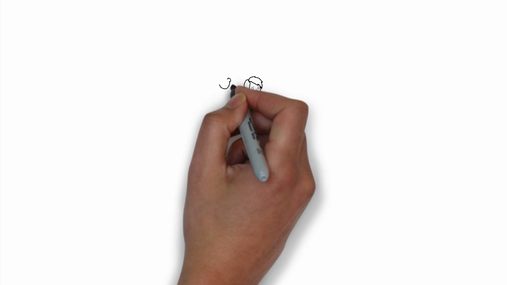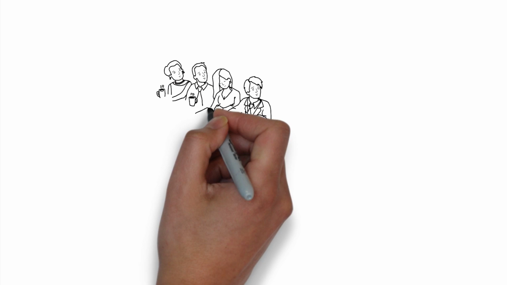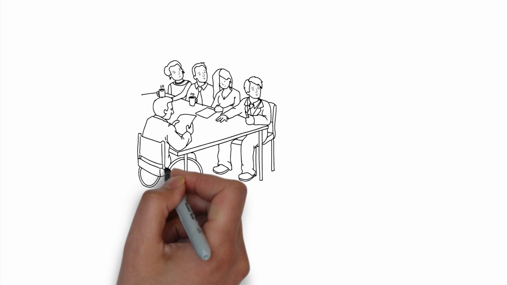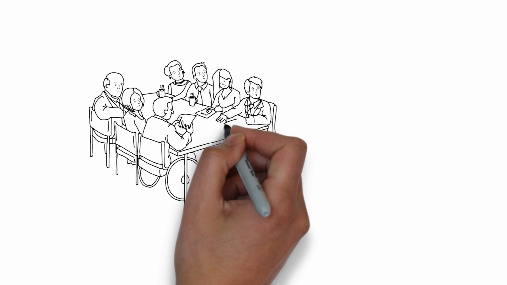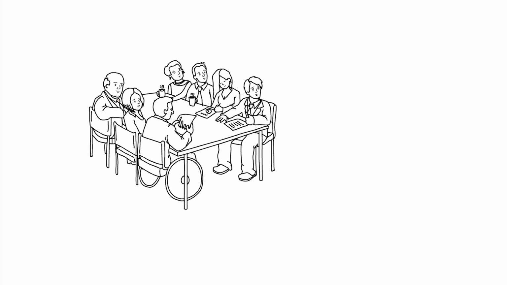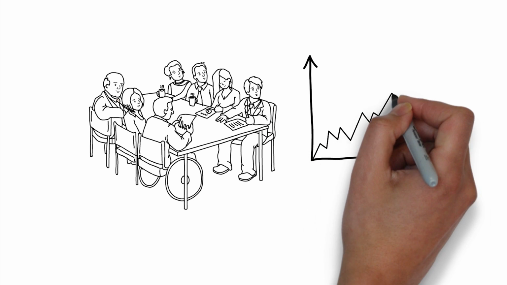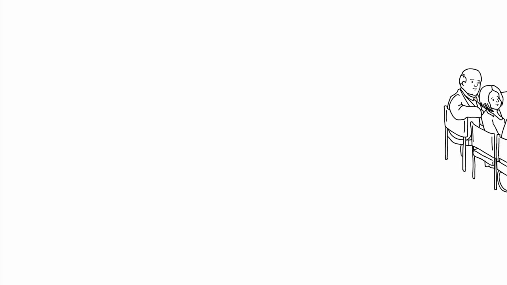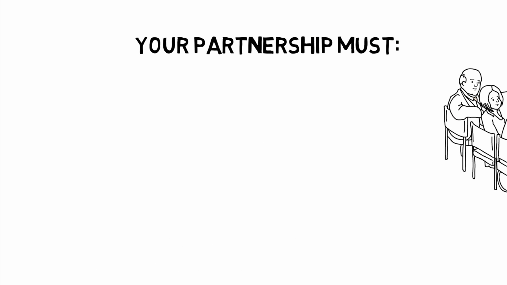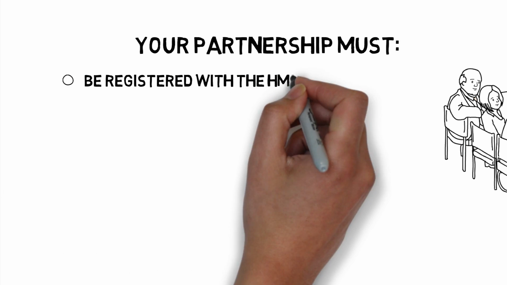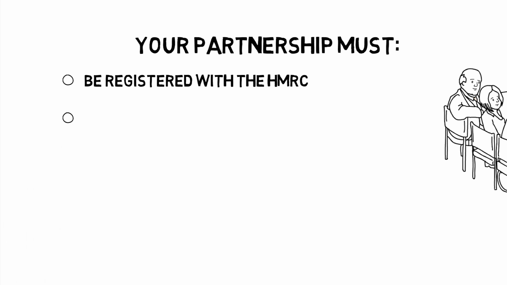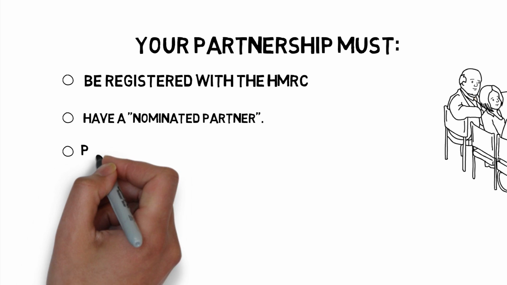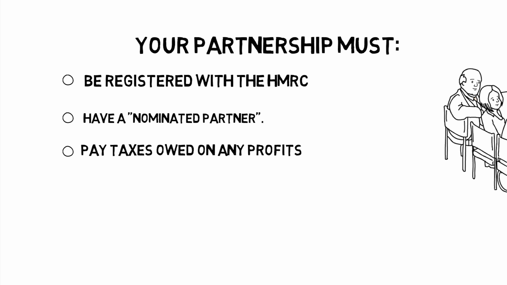An ordinary business partnership is set up when a number of partners start a venture together. A partner can be an individual or a limited company. Each partner shares in both the profits but also any losses the company may make. Your partnership must be registered with the HMRC, with one of the partners being the nominated partner. All of the partners are responsible for paying the taxes owed on any profits, as well as registering the business when it gets to the VAT barrier.